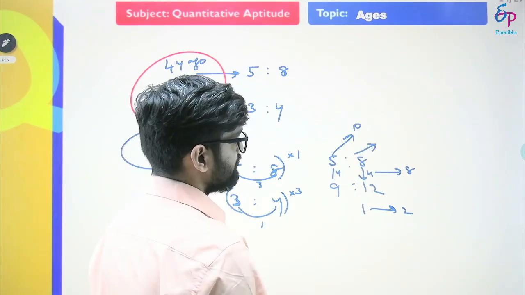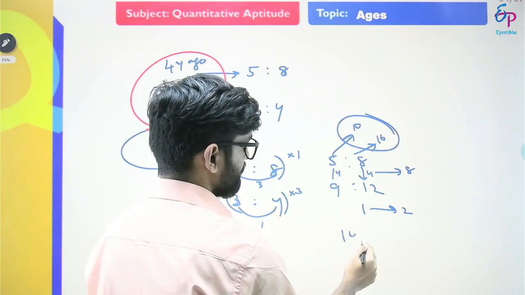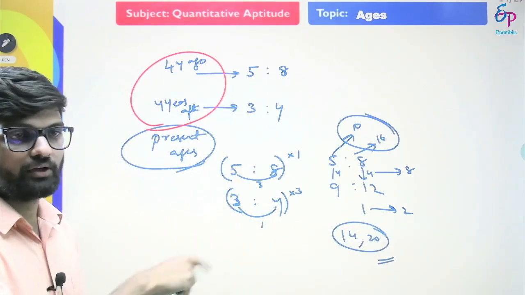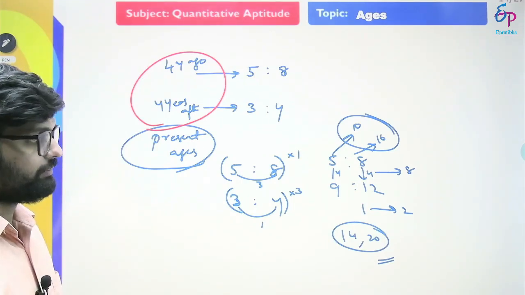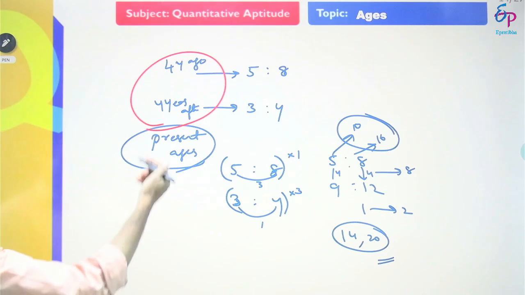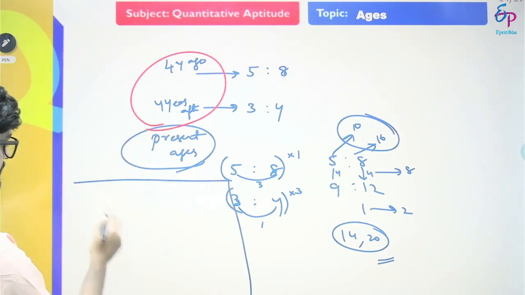8 parts is equal to 16, but these are not the ages now. The ages are 14, 20, because these are the ages 4 years ago. Now what is the age? 14, 20. Okay. I hope this is clear for you. Or else what we can do? We can go with the normal method. I am taking the normal method here.